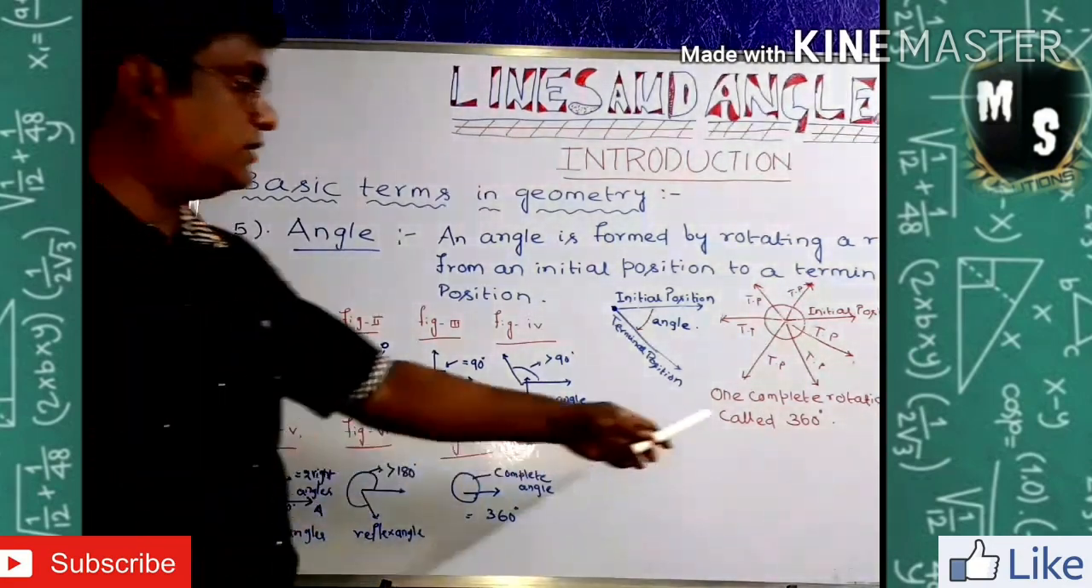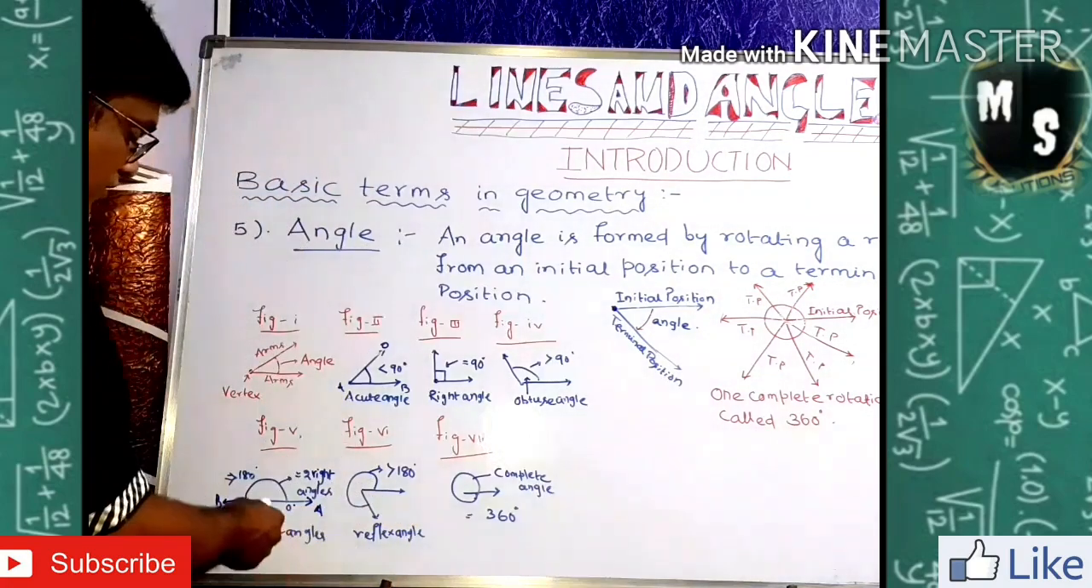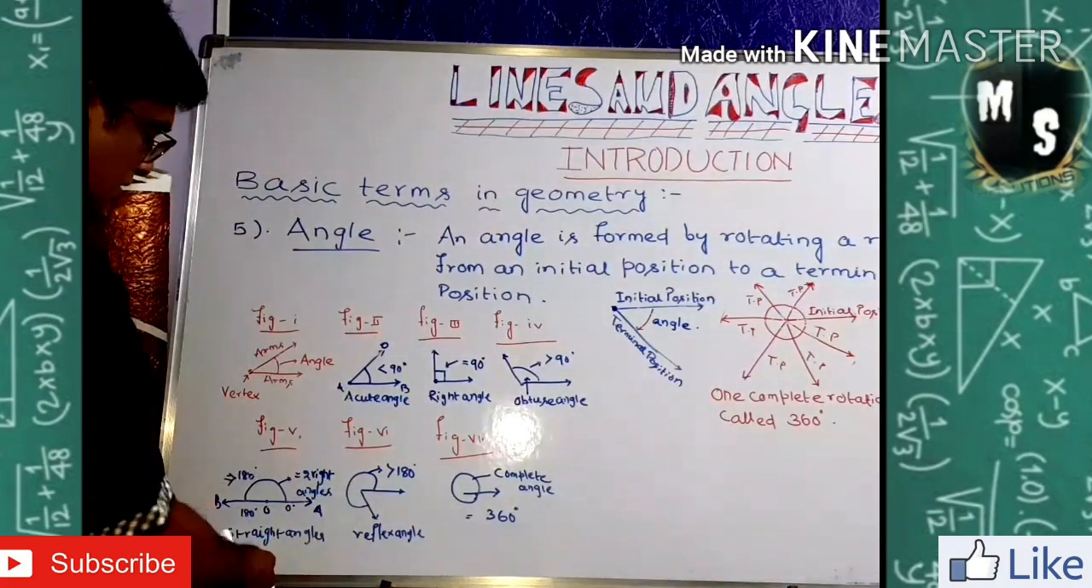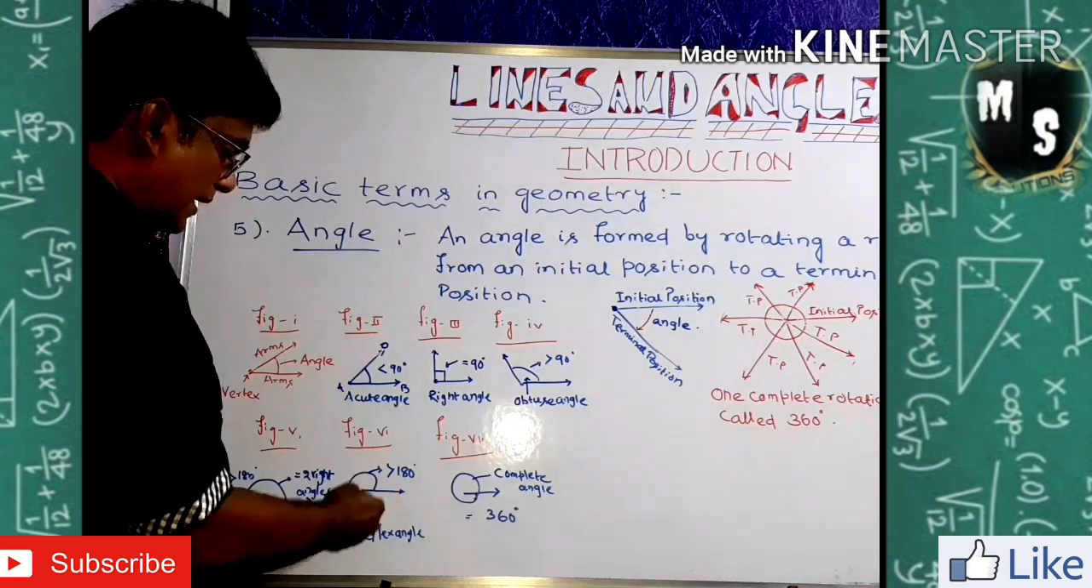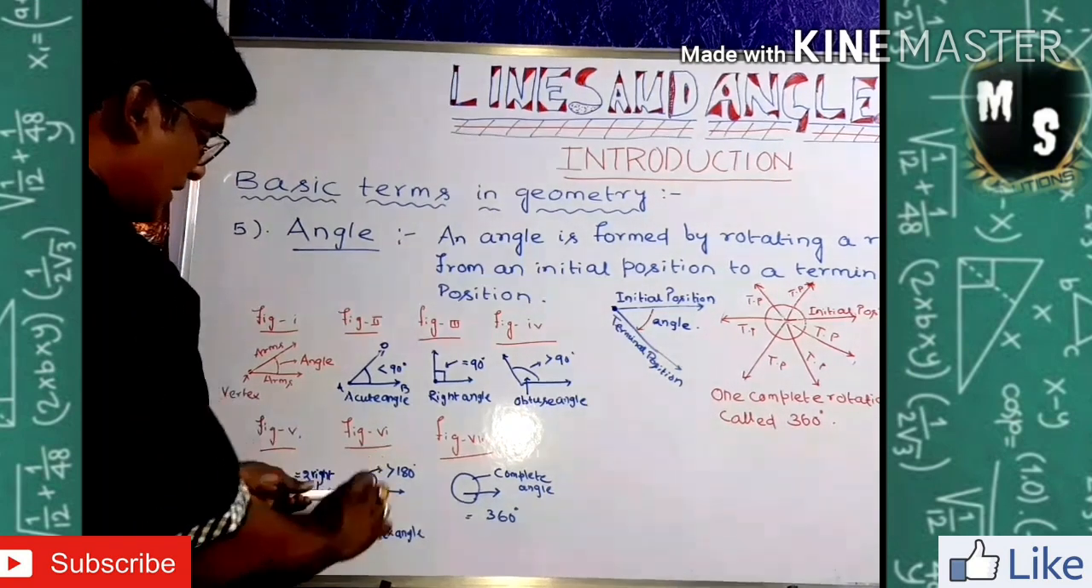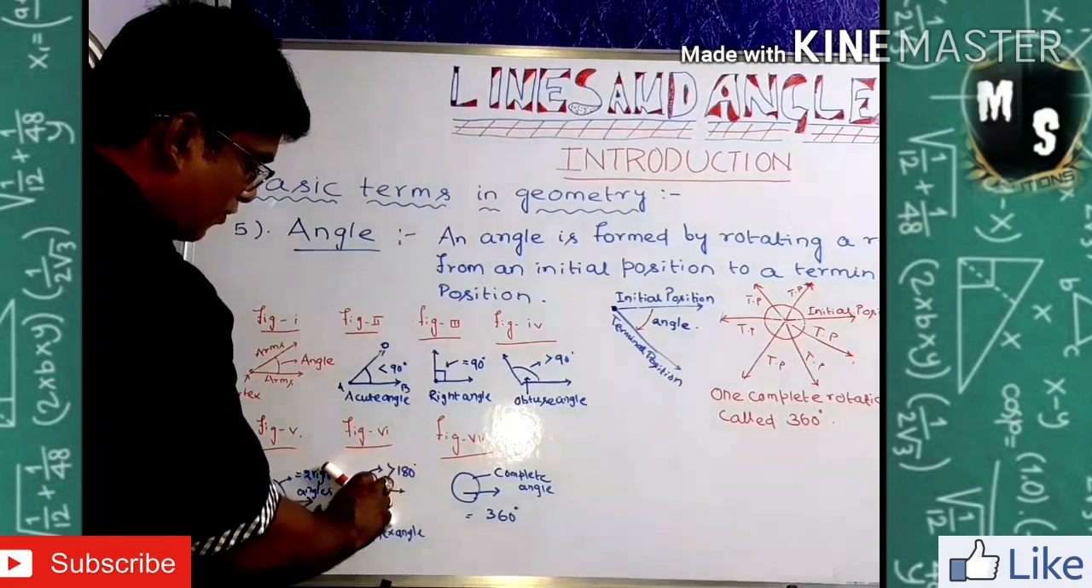Full rotation is 360 degree. The half rotation will be 180 degree and is called a straight angle. Then figure number 6 is the angle which is again 180. Now this ray is coming more than 180.